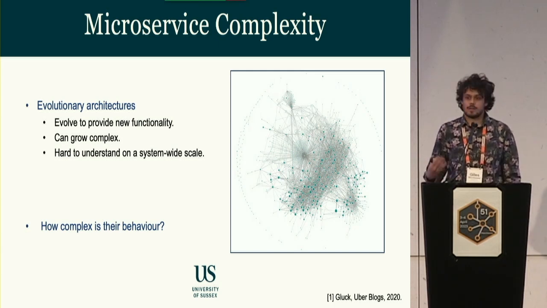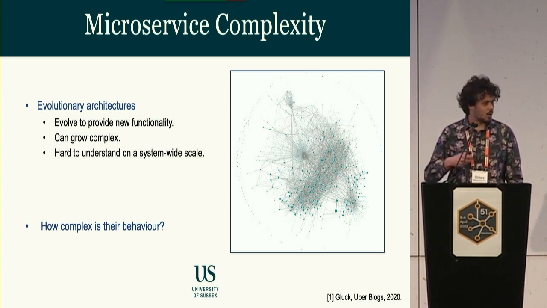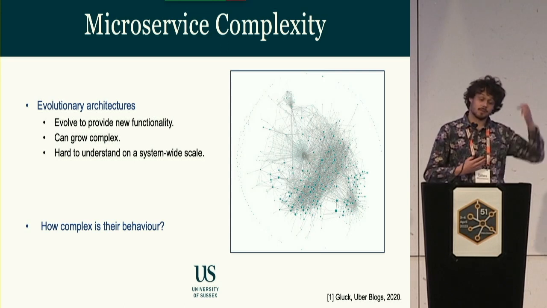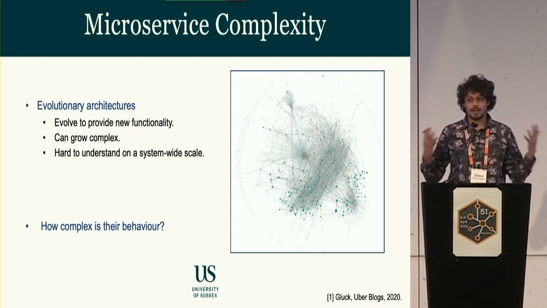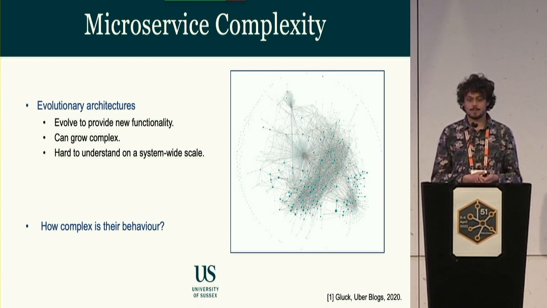Now, one of the things that is talked about a decent amount, or at least the word is thrown around, is complexity in microservice architectures. Either you're refactoring from a monolithic architecture that's already fairly complex, or you're evolving the functionality of your architecture over time, and this means adding new microservices and new interactions to your architecture.